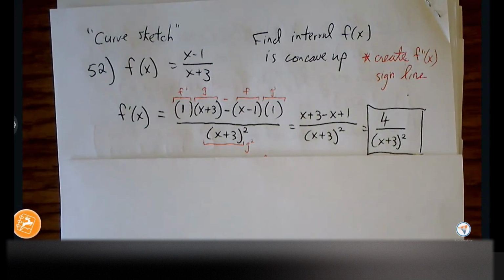We don't find critical points here. If we find critical points here, then we're gathering information about maxes and mins and increase, decrease. But that's not what the problem is asking for. So we have to work our way down to the second derivative.